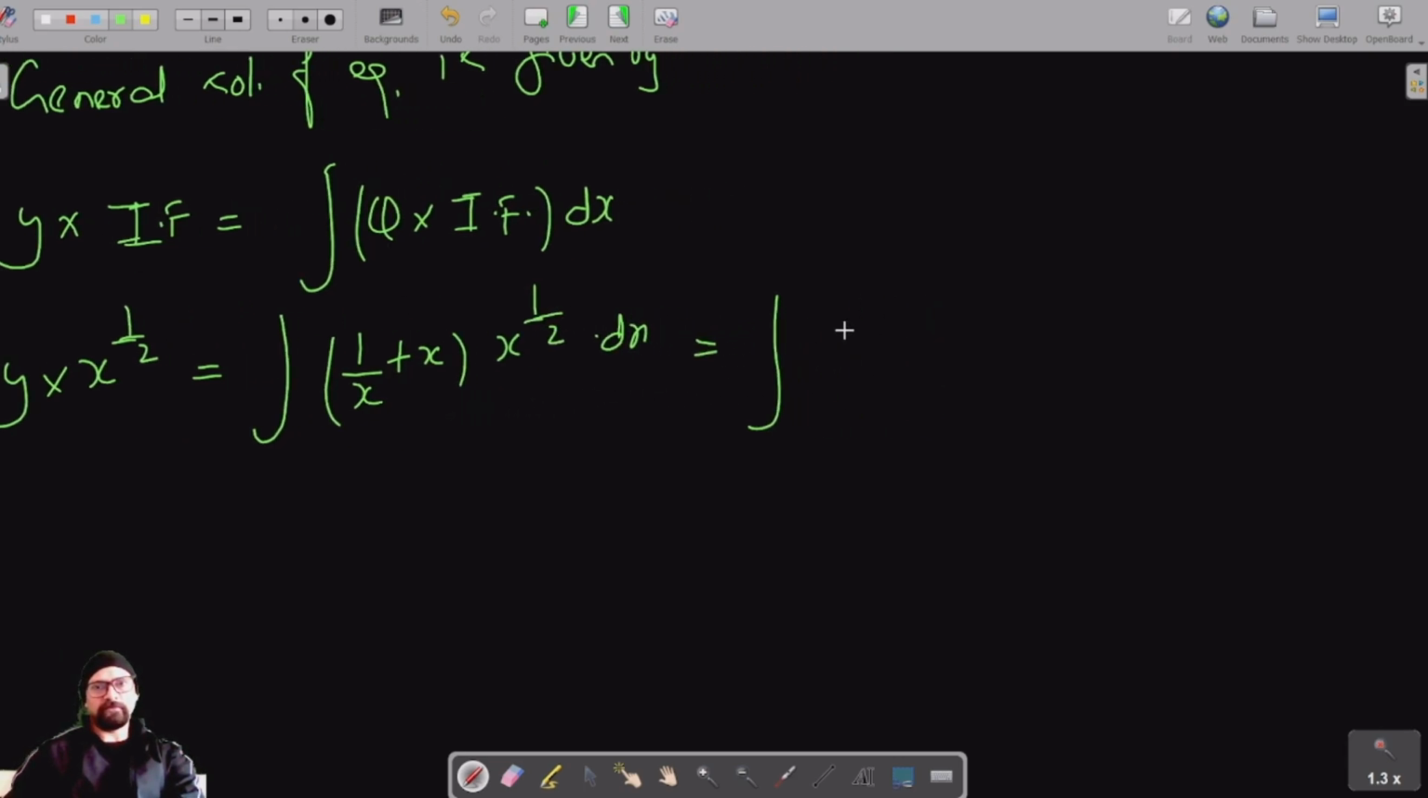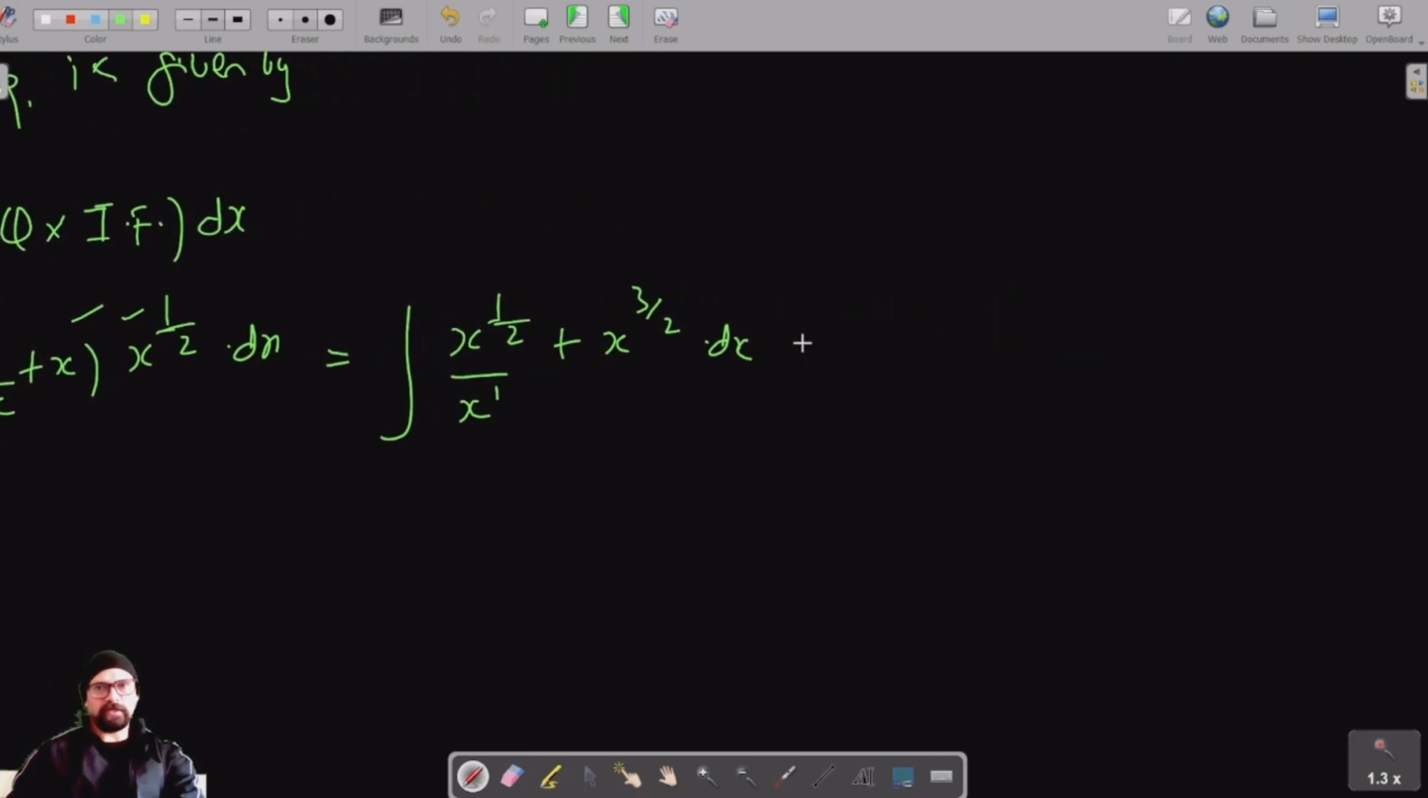And let's try to simplify this. So this is x raised to the power half upon x plus x into x raised to the power half. So x raised to the power 1 plus half is 3 by 2, into dx, and this has power 1. So this can be written as x raised to the power half minus 1, which is negative half, plus x raised to the power 3 by 2 into dx.